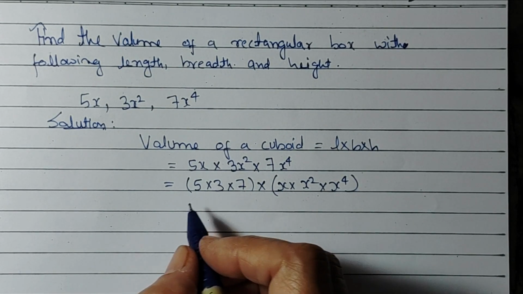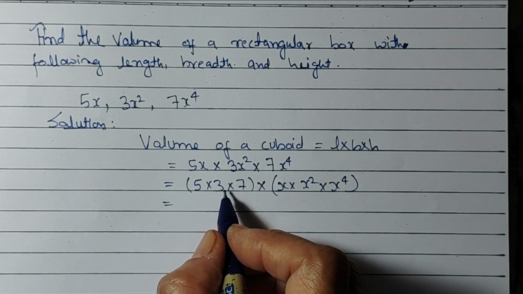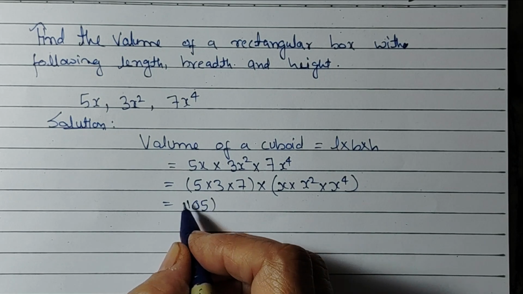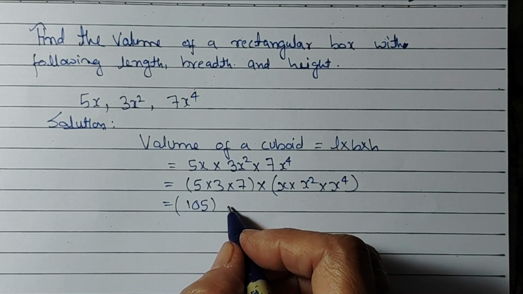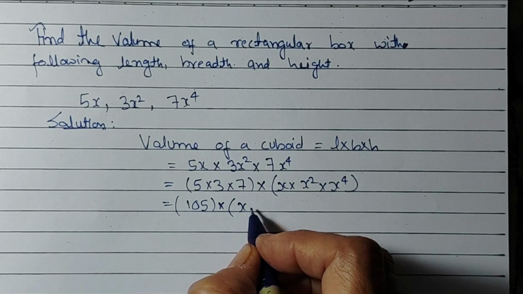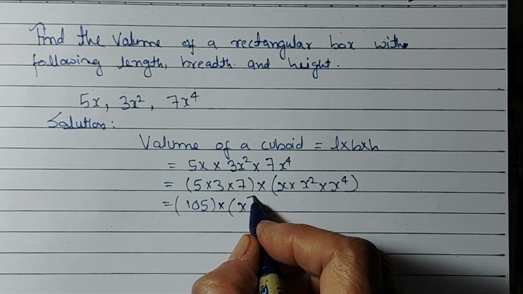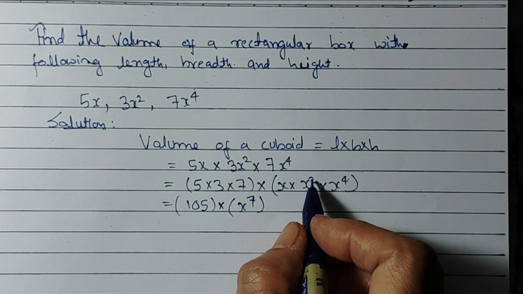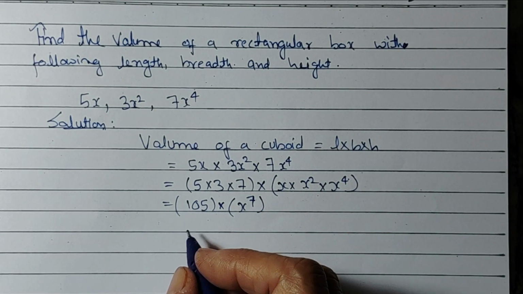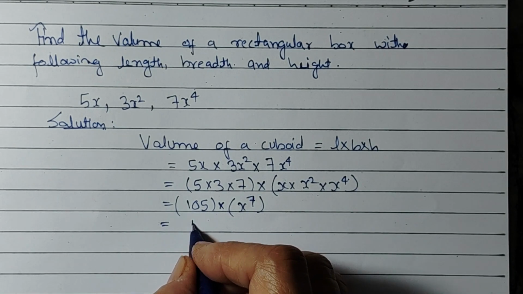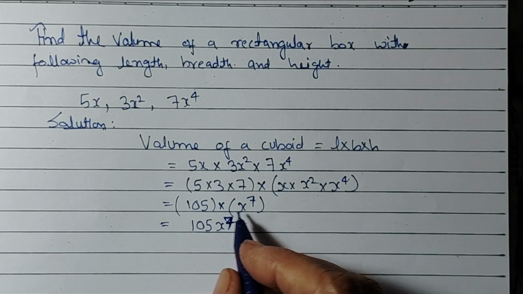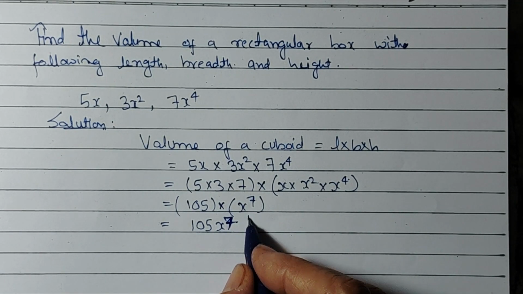So it becomes 105, 5 into 3 into 7 is 105, and it becomes x to the power 7. Since powers will be added, 2 plus 4 plus 1 is 7. So the answer is 105 x to the power 7. It is the answer.